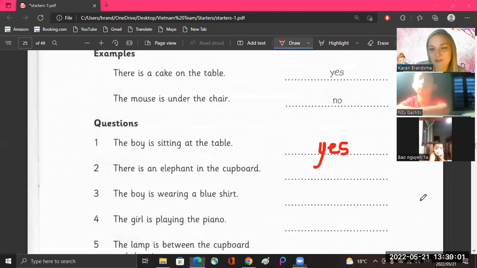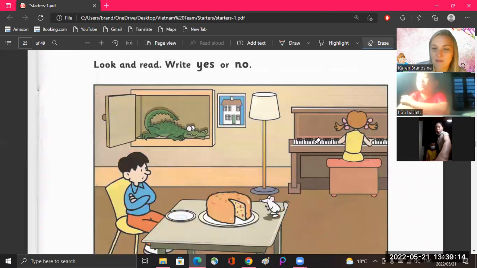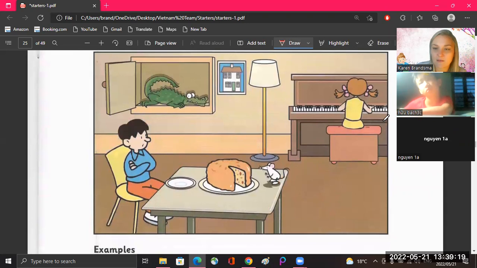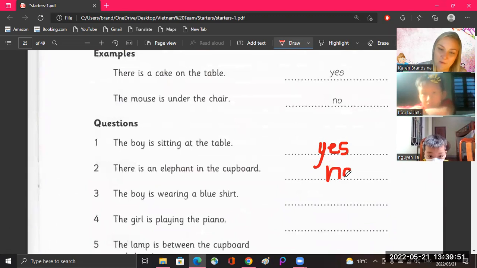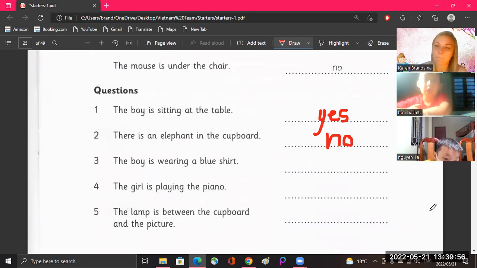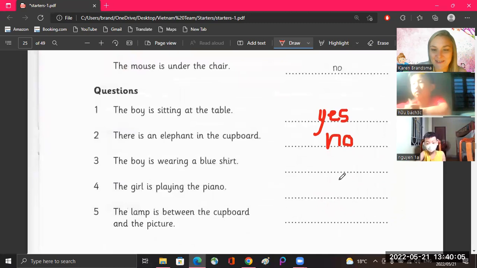Yes, okay. Number two, Nguyen. There is an elephant in the cupboard. No. What is in the cupboard? Crocodile. Crocodile. Okay, good. Number three, Bach. The boy is wearing a blue shirt. Yes, very good.